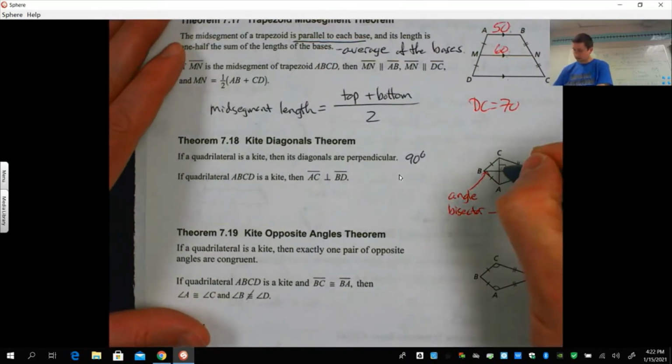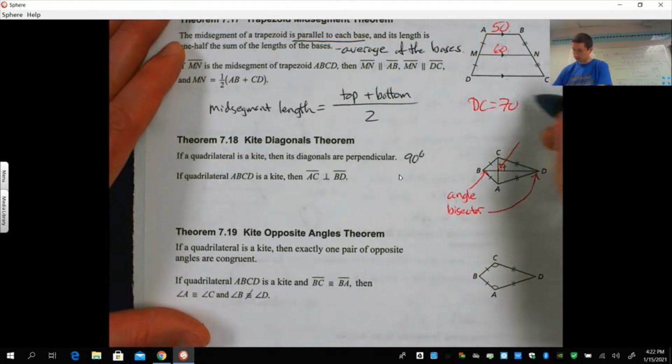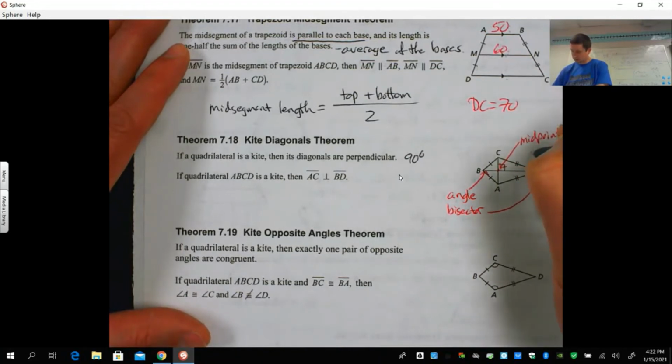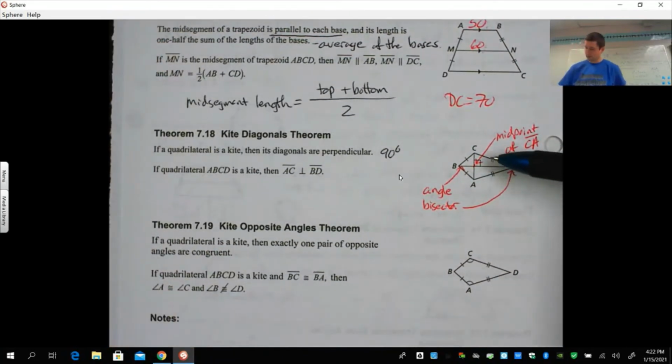The other thing, if this point right here, where the perpendicular sign, where they intersect, this is the midpoint of CA. That is the midpoint of CA. So a lot of things happen with these kites. So if that's the midpoint, that means we do have an isosceles triangle. CBA is an isosceles triangle. Creates some more properties for us to work with on that.